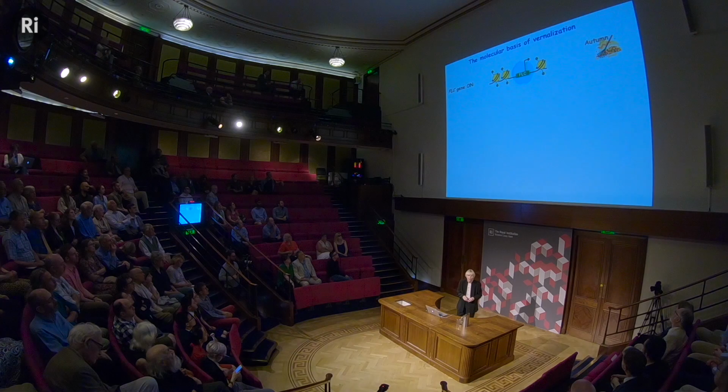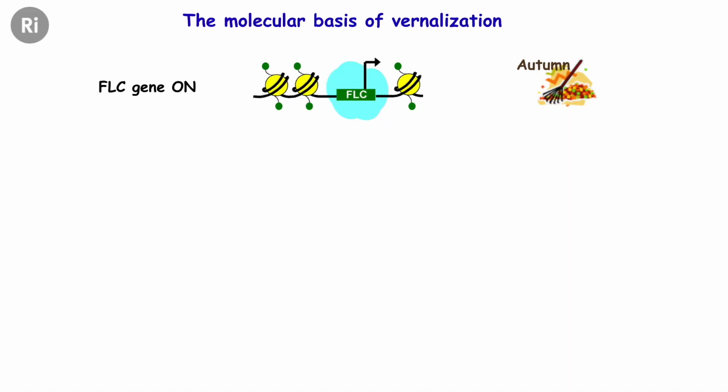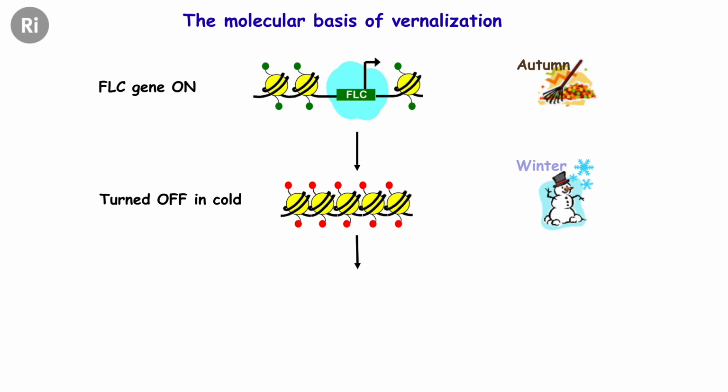So when we then looked at our FLC gene during this cold, indeed, when the gene is on in autumn, the chemical modifications were green around the nucleosomes of our gene. As soon as the plants began to see the cold, that switched to red. And all the way through the winter, it was progressively changing to red. Then we brought the plants out in the spring.